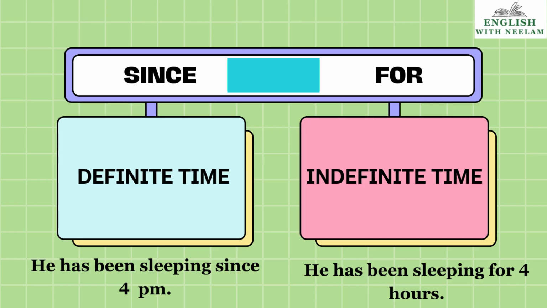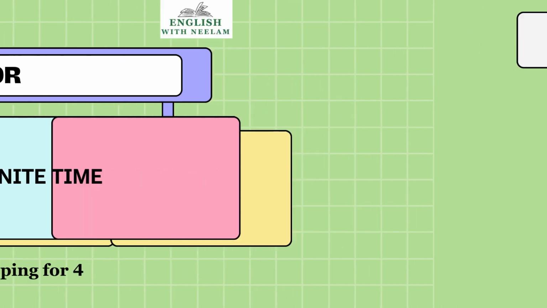When to use since or when to use for when we talk about longer periods of time. Since is when we have been given definite time. Since morning, since evening, since 2 o'clock, and for when time is indefinite. For 2 hours, for 5 hours, for 10 years. No specific time has been given to us. So we will use for. For definite time, since. For indefinite times, we use for.